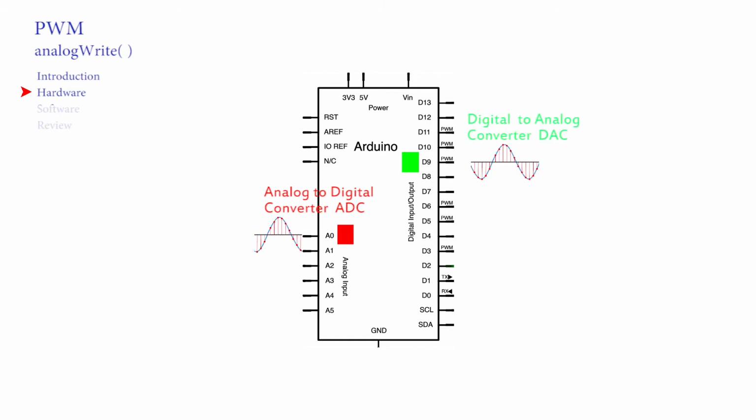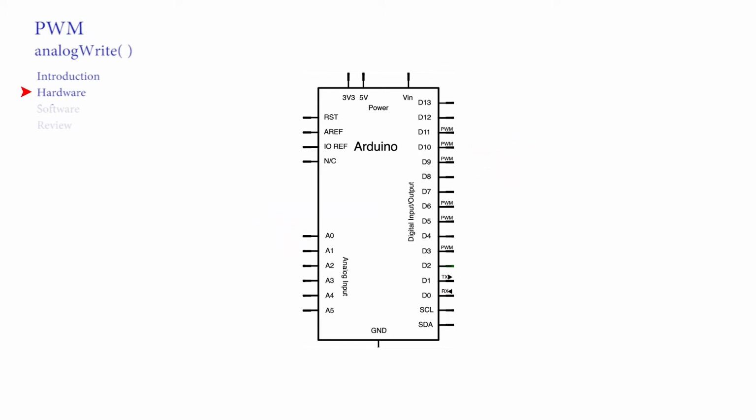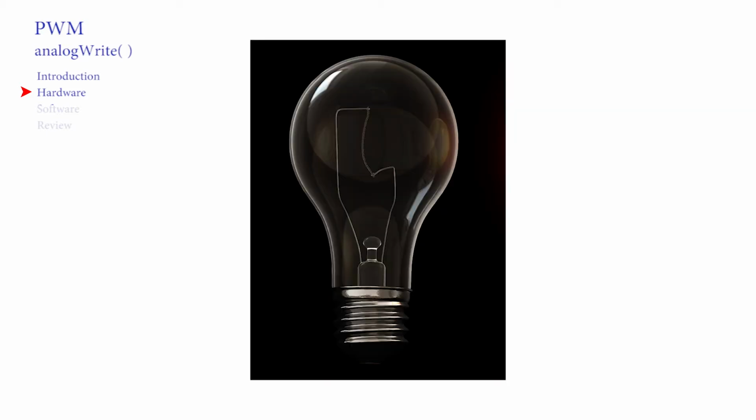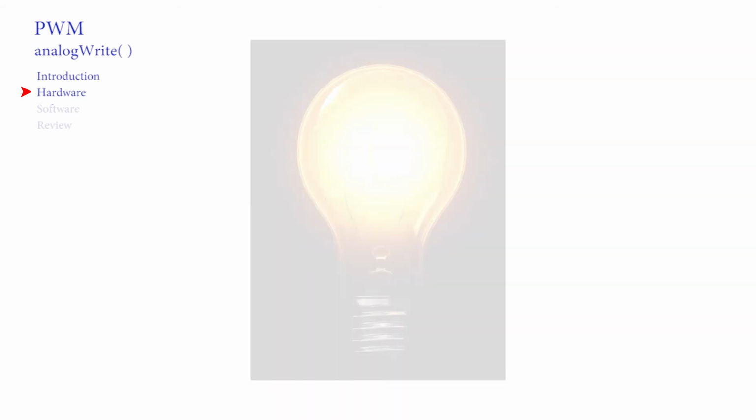These circuits do exist, but not on the Uno. The Uno only has digital outputs. It has to fake an analog output, and this is the way it works. If we go back to light switches and switch the light on very quickly, so quickly that you can't actually see it flashing.